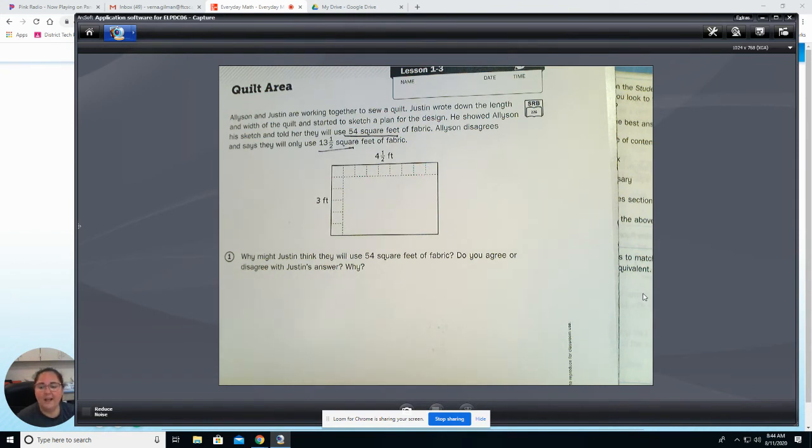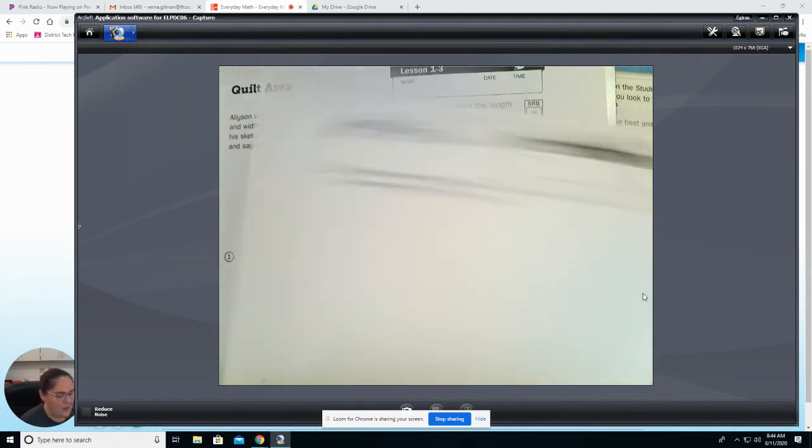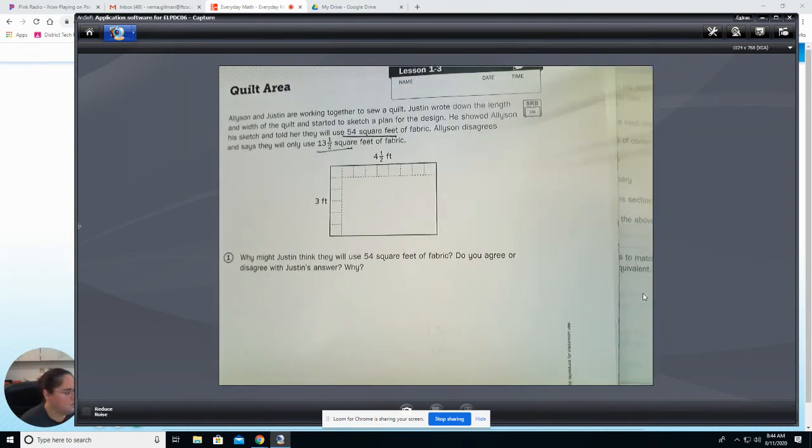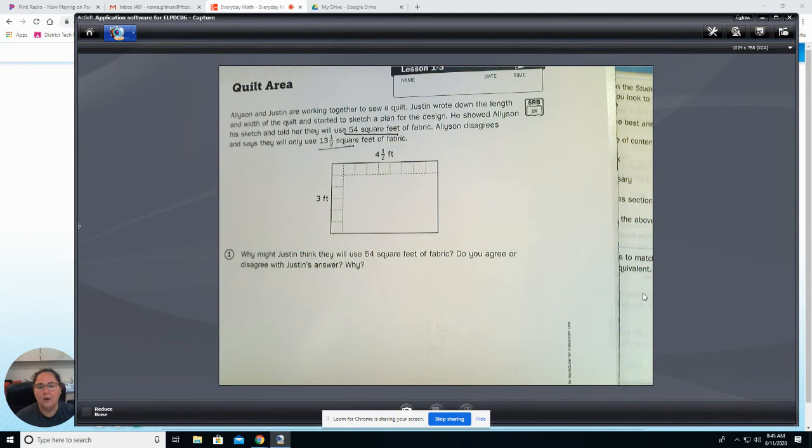Okay, so why do you think Justin might say they used 54 square feet? Do you agree? And why? And the second part is, why do you think Allison says 13.5 square feet? Do you agree? So basically, you have to try to think, what did they do with this problem? You're going to do this on your own. This is going to be something that we also work on the next lesson. So keep that in mind.